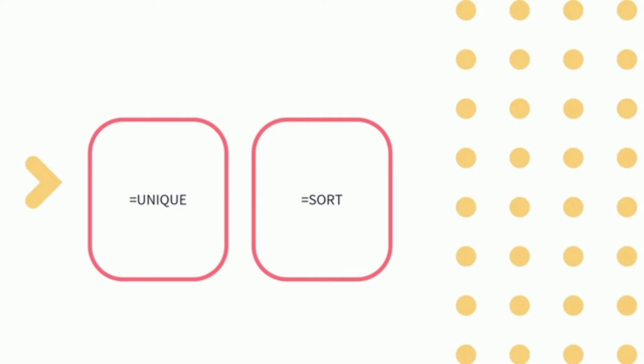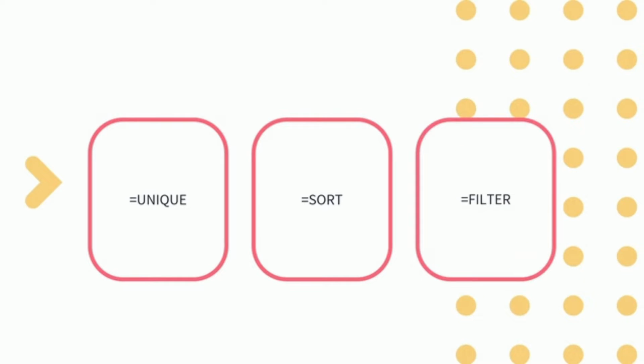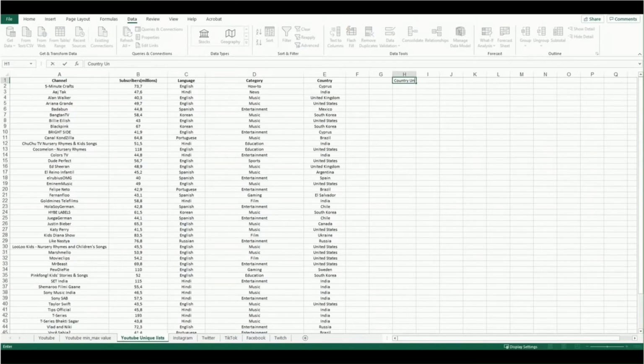Now the sort function sorts an array or a range. And last but not least, we'll use filter. Our filter function will filter through the range or array in order to find exactly what we're looking for. So let's have a look at exactly how we apply these functions. So let's create a country unique list.